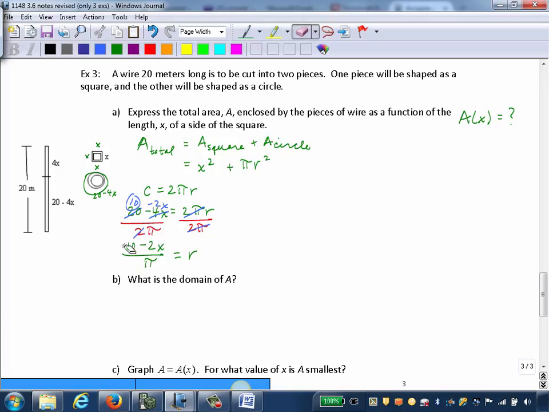So now I have an expression here, 10 minus 2x over pi, that is in terms of x. So I can substitute this for my r, so then I'll have a function in terms of x. So I can fill in. Now I can say my area total is A of x, because it's in terms of x. So I've got my x squared plus pi. Now instead of the r, I'm going to substitute in 10 minus 2x over pi. So all I did was I took my new expression for r and substituted it in here, giving me this.